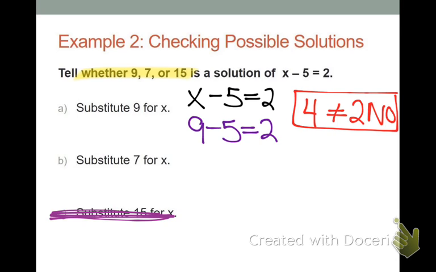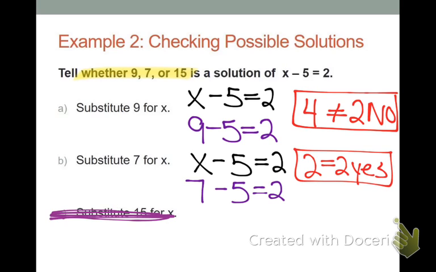Make your substitution for 7. Now, and then answer yes or no. Make sure you simplify both sides. Okay, substitute 7 for x. So yeah, 7 minus 5 is 2. So I say 2 equals 2 and yes. Did you write that on your paper? 2 equals 2 and yes. So on your homework assignment, that's what you need to write. Either yes or no, and simplify both sides. All right?